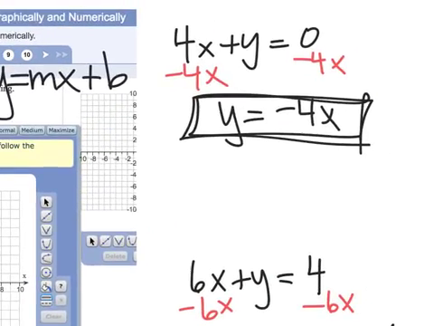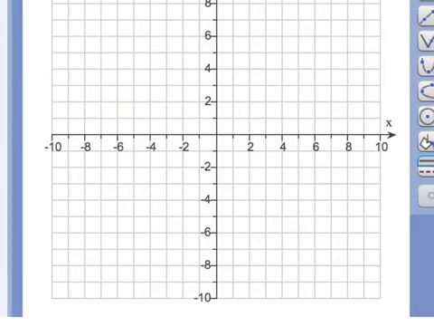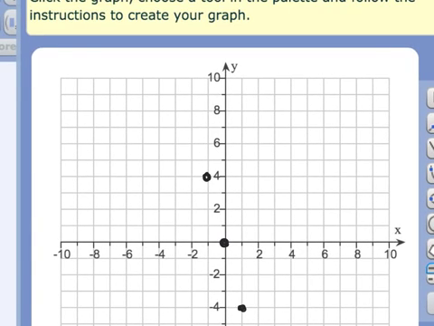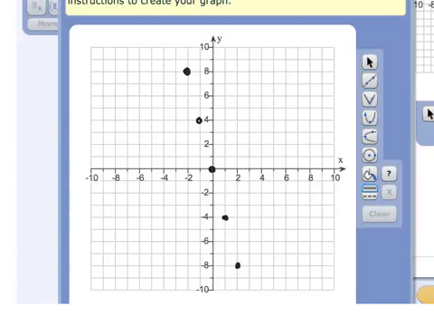All right, so the first line starts at 0 because there is no intercept, and then it goes down 4 over 1, down 4 over 1. So let's do that. Starts at 0, and then it goes down 4 over 1, down 4 over 1. There is our line. Now I'm going to backtrack a little bit, because I have no idea where this answer should be. So there is our first equation right there.